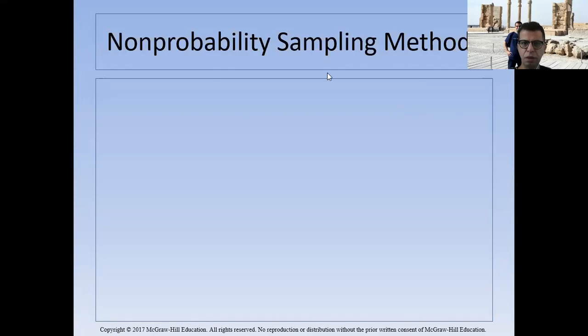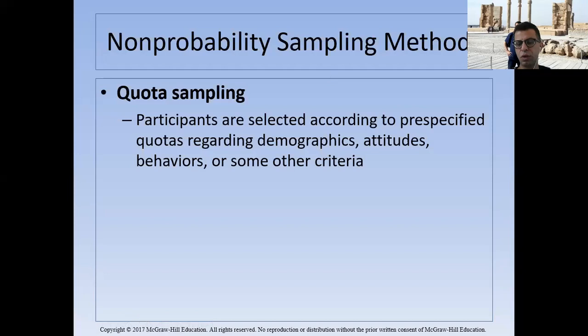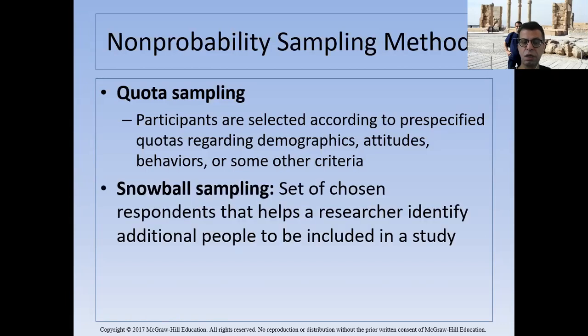Non-probability sampling methods include quota sampling regarding demographics, attitudes, behavior, or other criteria. And we said snowball sampling is when a set of chosen respondents start referring. They bring in people similar to them into the sample.